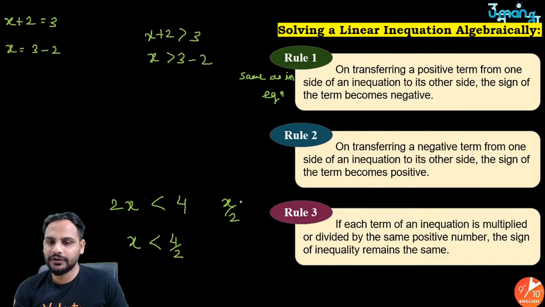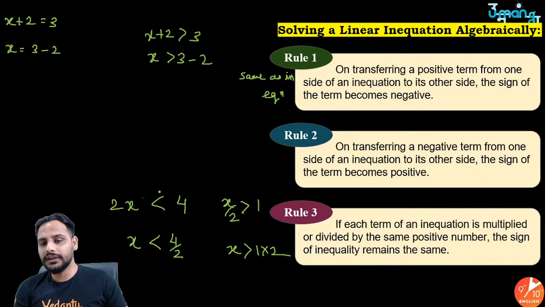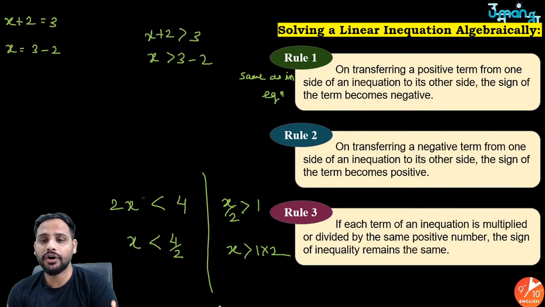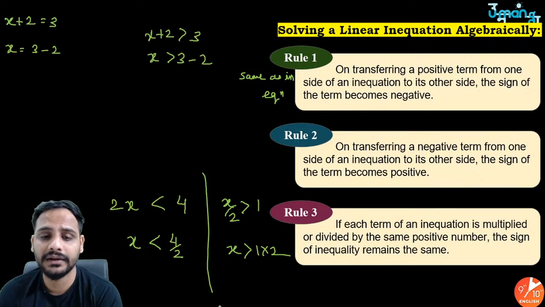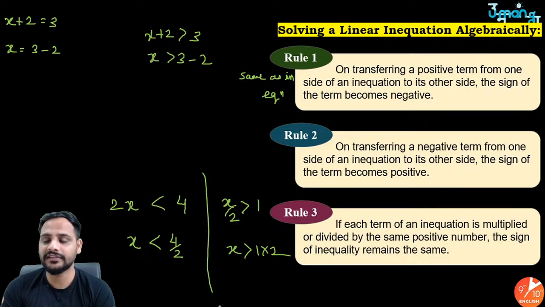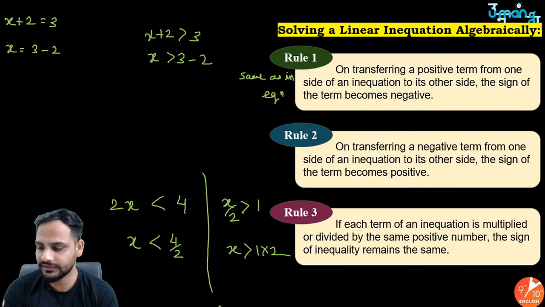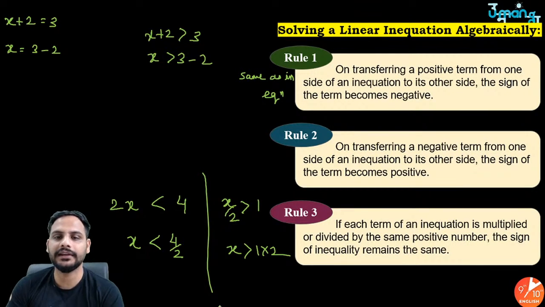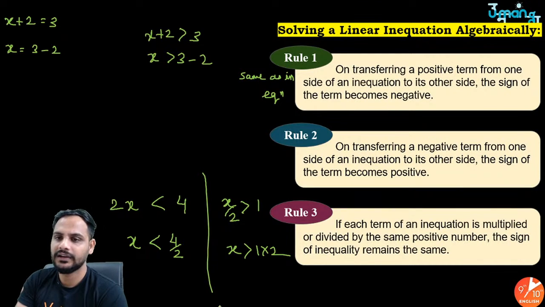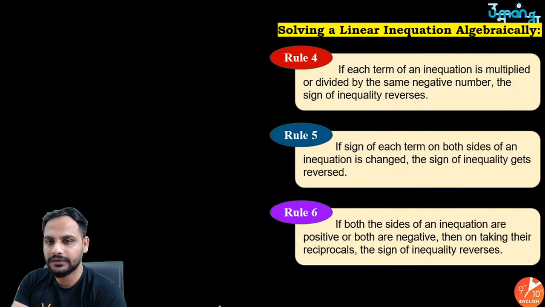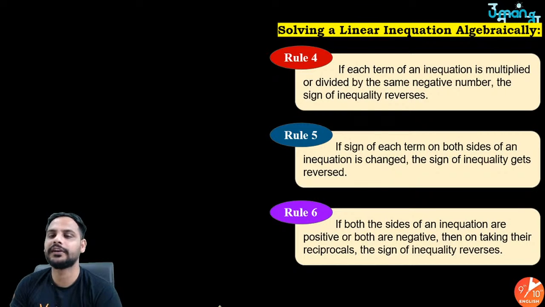Suppose I have x by 2 greater than 1, so shift 2 over there, so x is greater than 1 into 2. The inequation sign will remain the same because I am multiplying or dividing by a positive number. So these are the three places where there are no changes. You will solve exactly as you will solve any equation, exactly the same as the equation part. Now the remaining part, here you need to understand it very well.